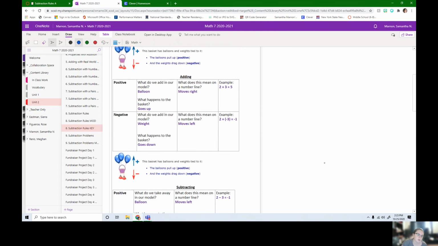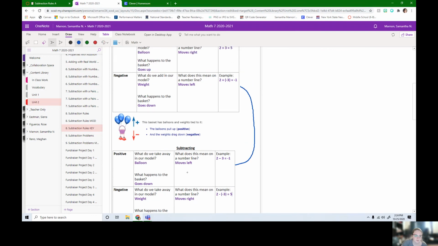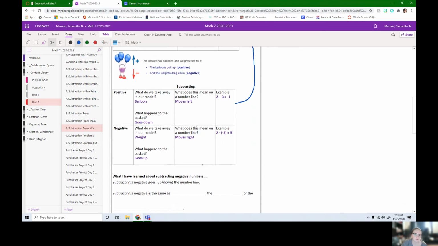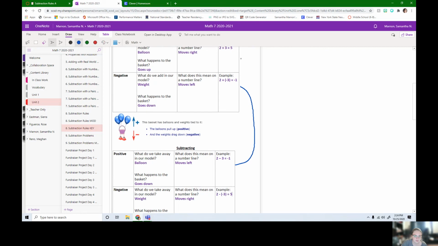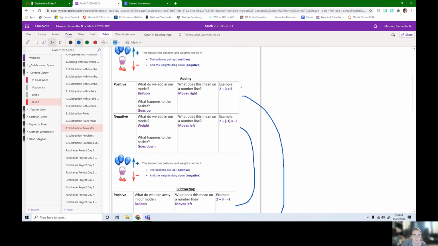And so now let's just make some quick connections from what we just saw in that video. The chorus was, you can subtract a positive, I'm gonna add a negative. Same thing. So this row is the same as this row, right? You can subtract a positive, I'm gonna add the negative. The next line says you can subtract a negative, I'm gonna add a positive. So these are the same, right? So when you subtract the negative, it's the same as adding the positive.